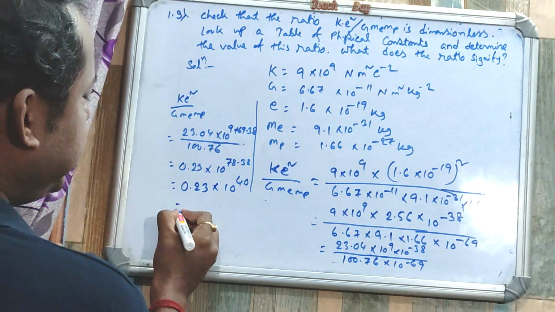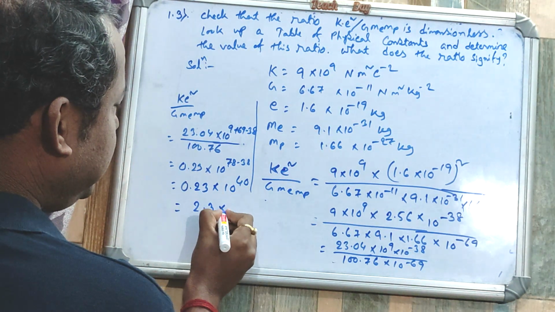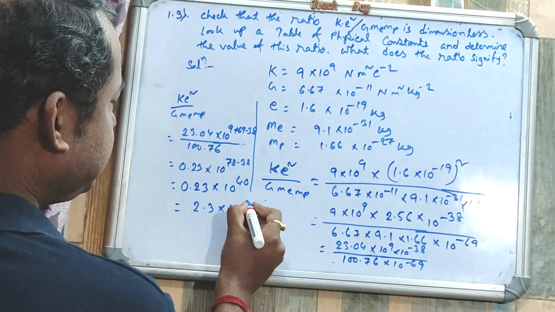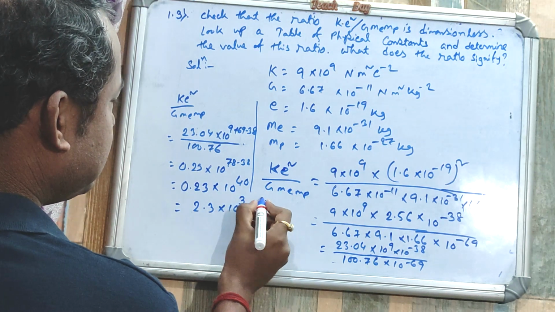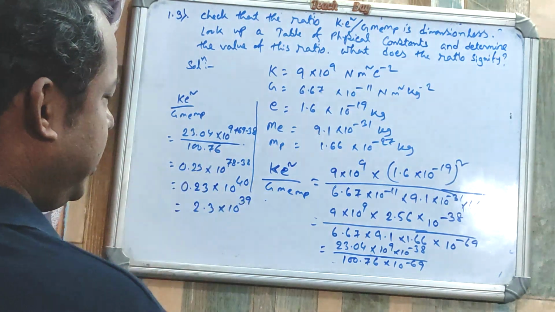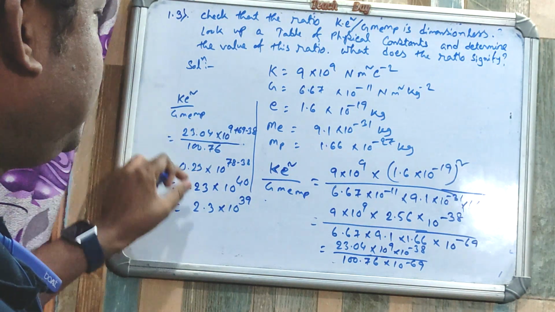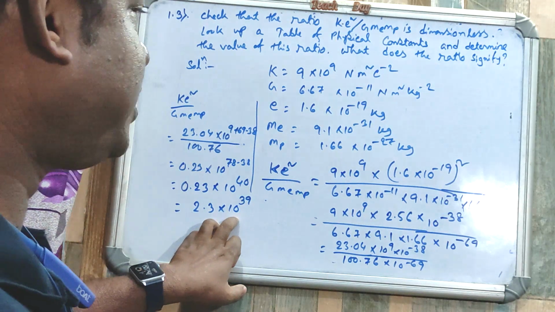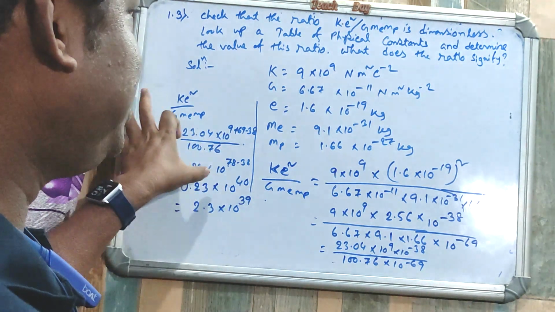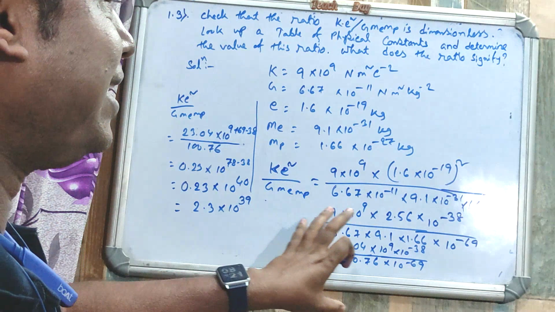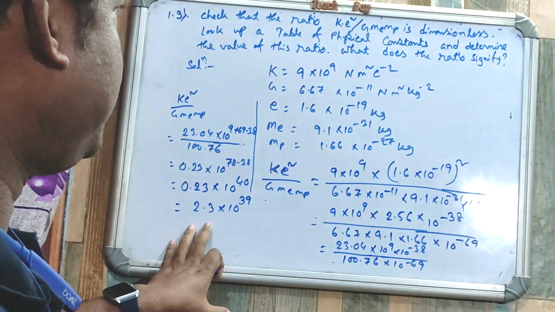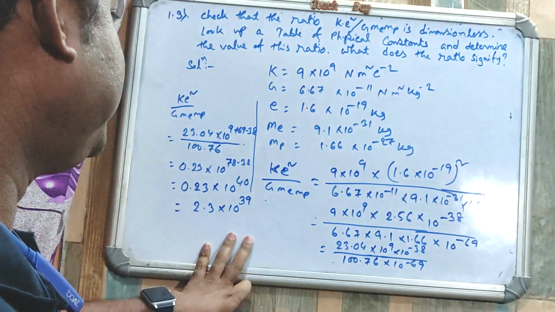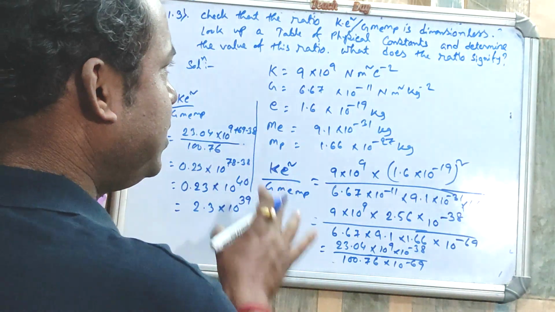So it may also be written in the form 2.3 into 10 to the power 39. Okay. So this is the value of the ratio, 2.3 into 10 to the power 39. In this way we can solve it, we can calculate it. It is very easy. When you solve it in this method, you can calculate very easily.